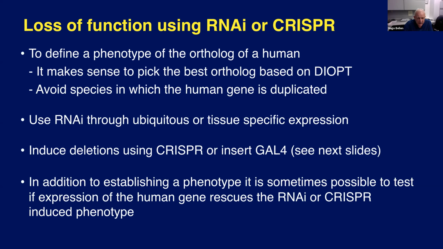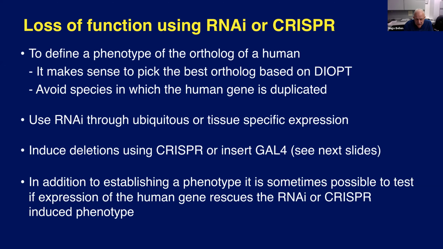We typically use RNAi through ubiquitous or tissue-specific expression. And that has been very useful. Even more useful has been the creation of CRISPR mutations, either by creating deletions or insertions, or by inserting the Gal4 technology, which is especially powerful in the fruit fly and is now being explored in other model organisms. And so I'll briefly expand upon what we do and why we like this approach.